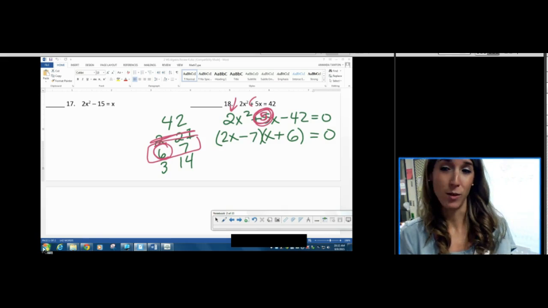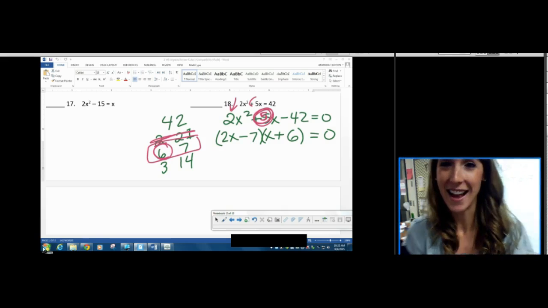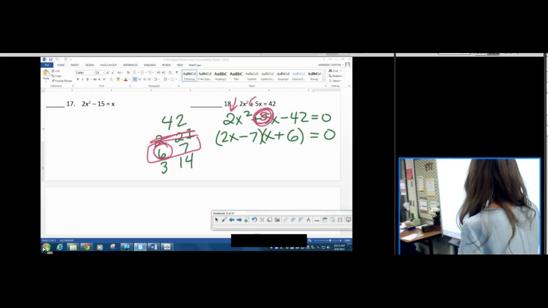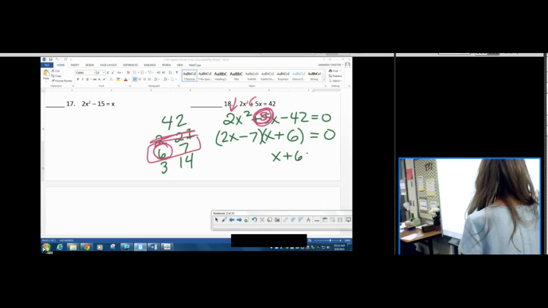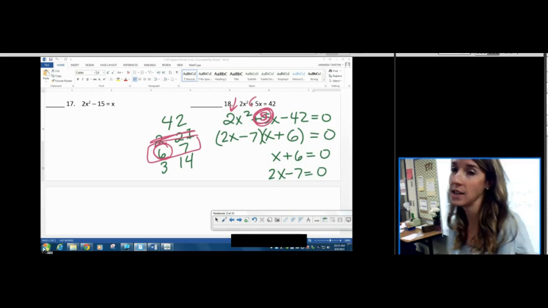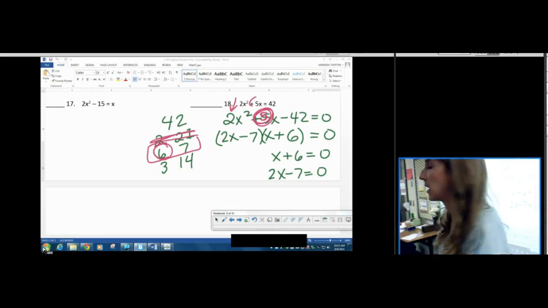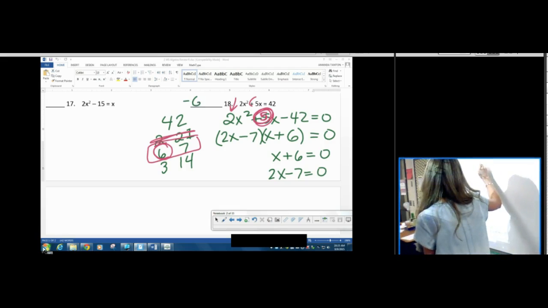We've done a lot of work so far. You might be very confused, and that's okay. You can watch it again. But we're not done. So make sure that before you write your final answer, you set these equal to 0, whether you just do it in your head or whether you write it down. So the first answer is really easy. x equals -6. That one I can do without writing it down.